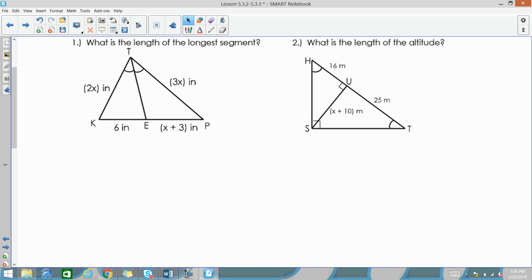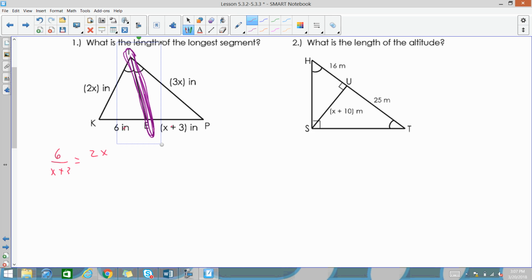But if you look, can you figure out the longest segment the way it is? No. You have to figure out the value of x first. So this is asking you to use the angle bisector theorem, meaning that this angle bisector is going to create the ratio that will set this problem up. Remember, your angle bisector is now going to create the ratio of 6 over x plus 3, equal to the adjacent side here, 2x, over the other adjacent side, 3x. All right, so it's part over part equals side over side. In the angle bisector theorem, that's the ratio that it creates.